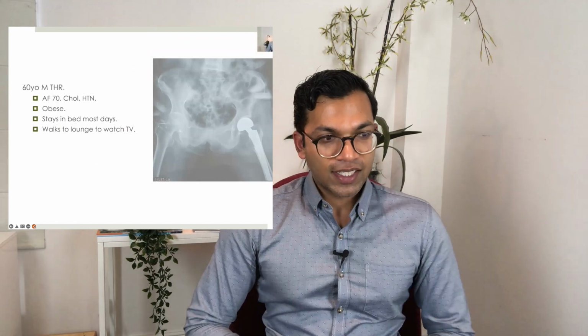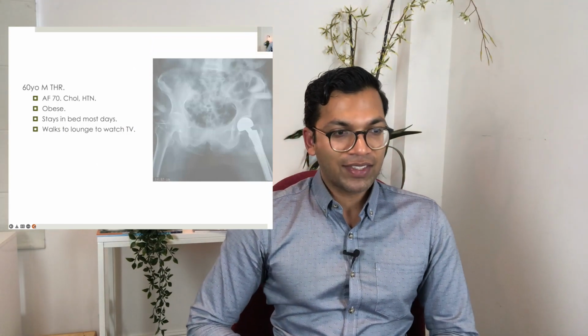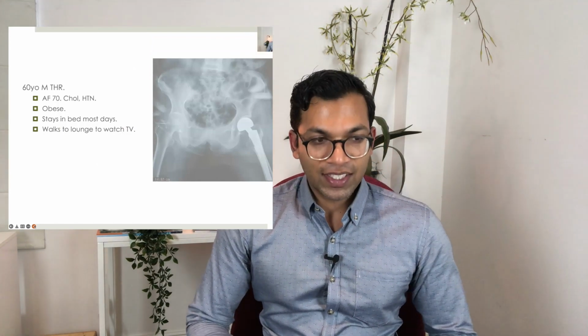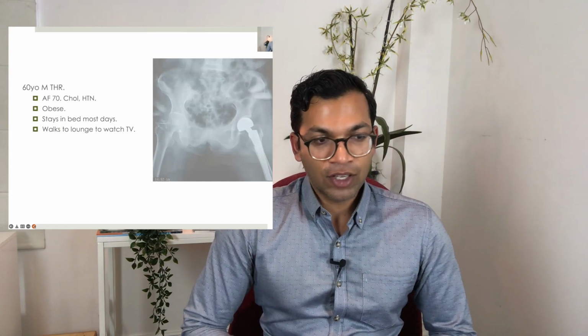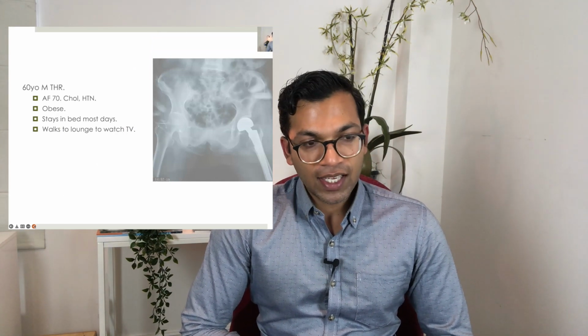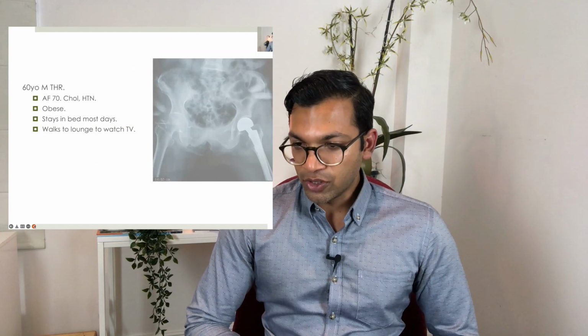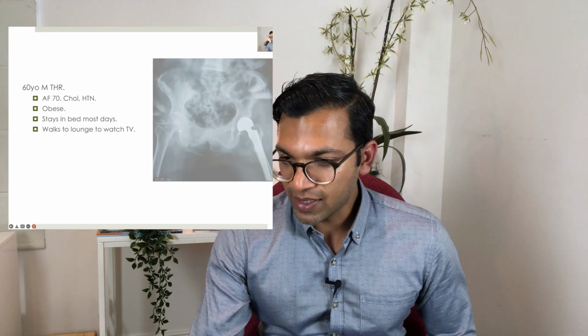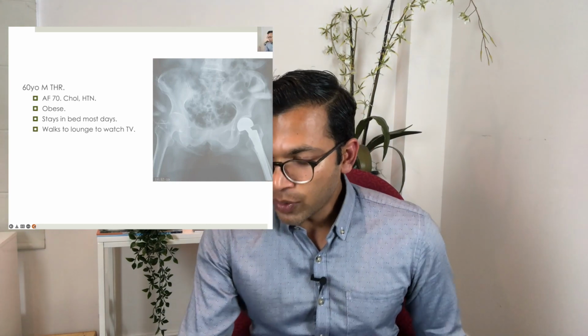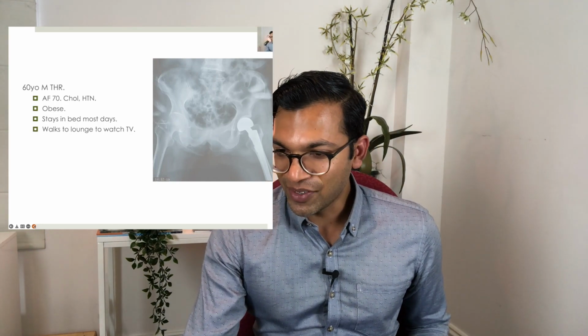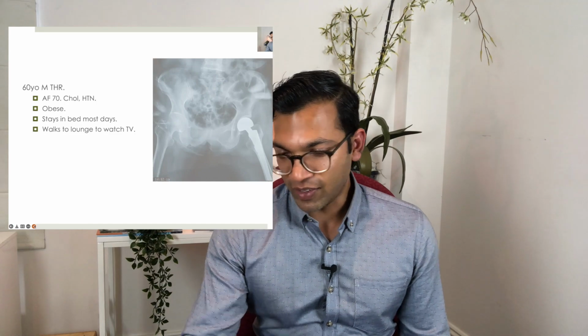Okay, let's go to this one. 60-year-old male, total hip replacement, AF at a rate of 70, that is. Cholesterol, hypertension, obese, stays in bed most days, walks to the lounge to watch TV. What do you reckon you'd do? I might ask another person, Huiseong. I know you don't have your camera on, but if you'd like to answer, that'd be great.